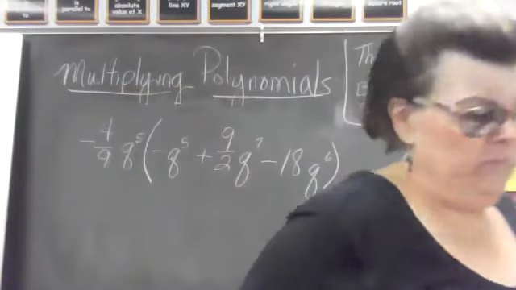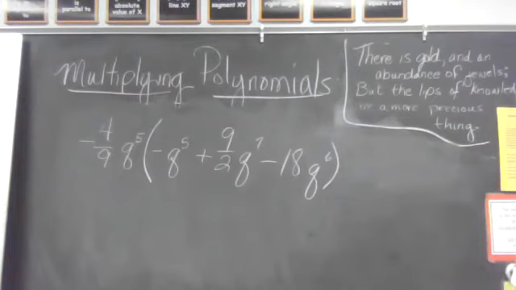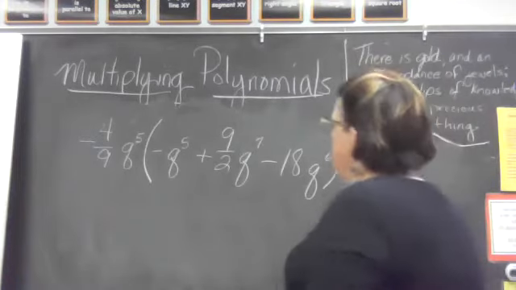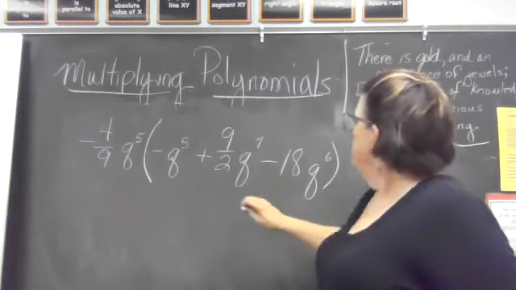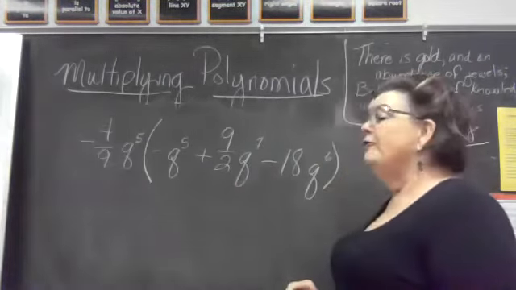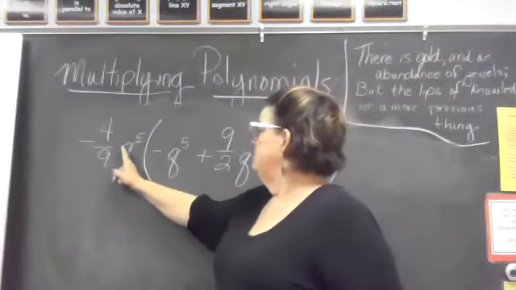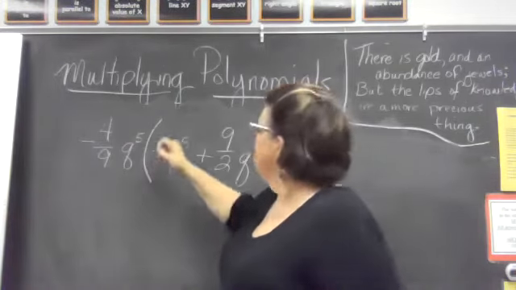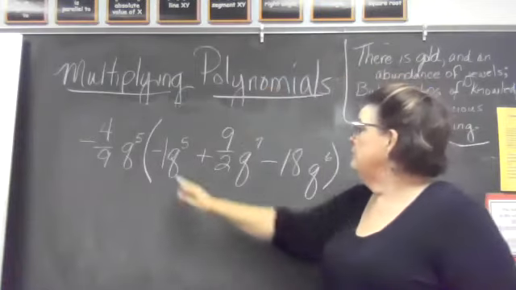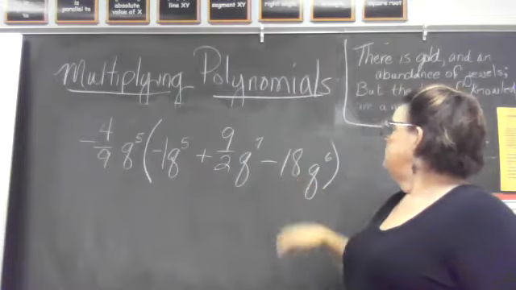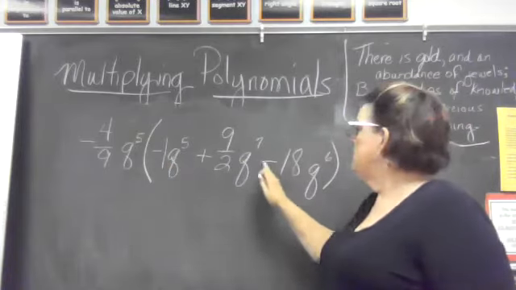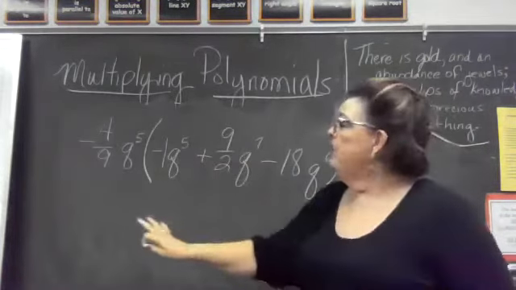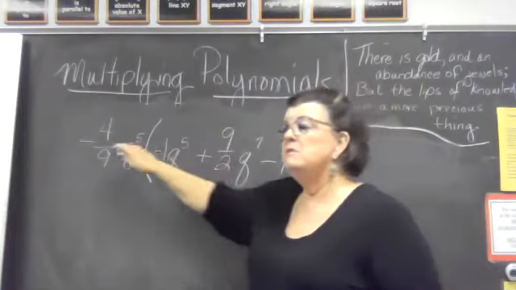Here we go. Okay, lots of pluses and minuses and fractions, not scary. Notice that every variable has a coefficient, right? This one has a -4/9. This one has an invisible 1. You always have a number in front. This one has 9/2. This one has a -18 in front. So this is a trinomial, 1, 2, 3 terms separated by pluses and minuses. And then we have one monomial that's going to be taken times each piece that's inside.